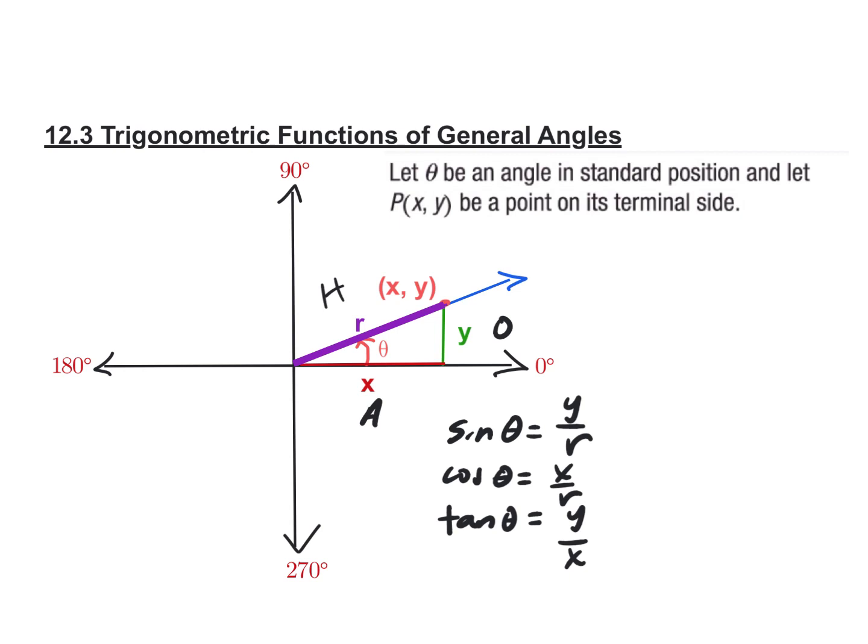This is where we're going. This is the new step, the next step toward trig. We're going away from opposite and hypotenuse, adjacent and hypotenuse, opposite over adjacent. We're going to go to y over r, x over r, y over x, because that is true for any angle, regardless of if it's in a triangle.